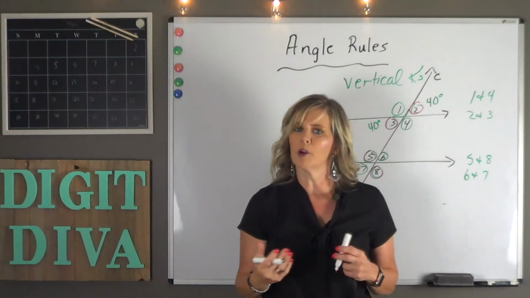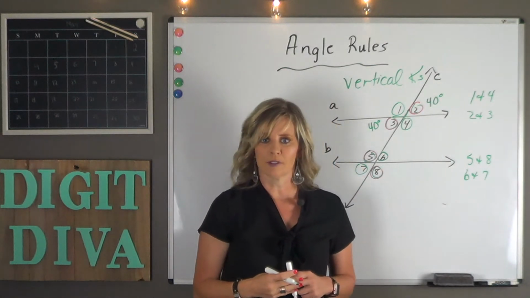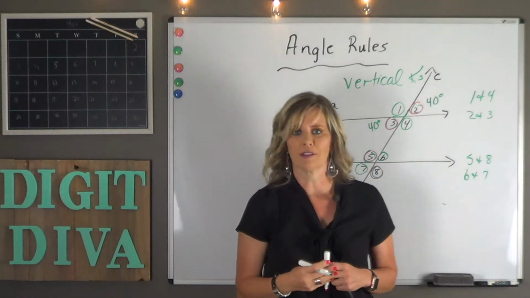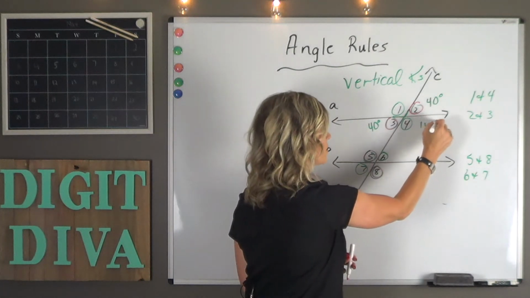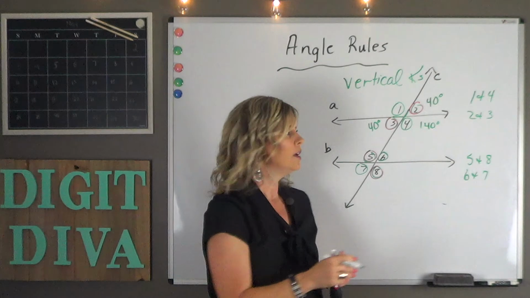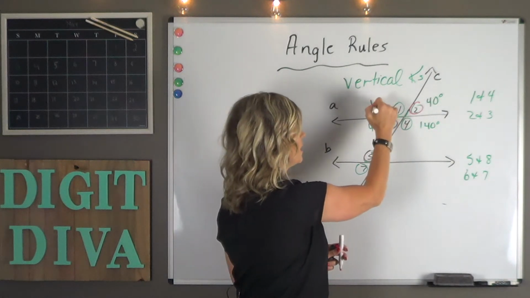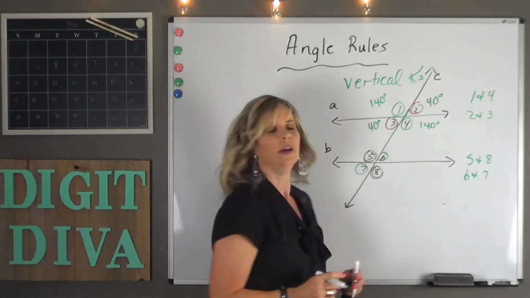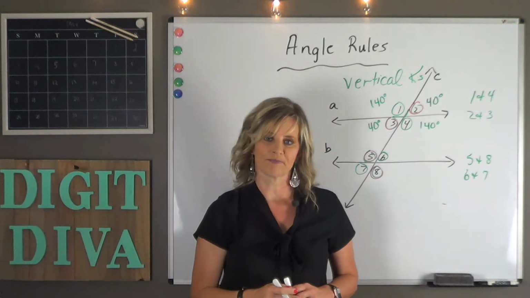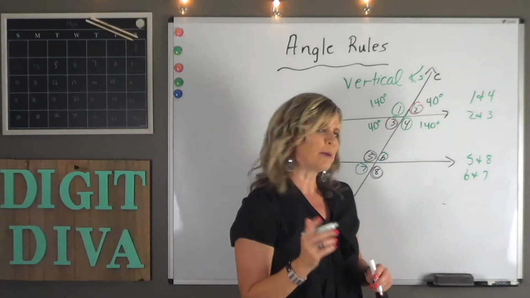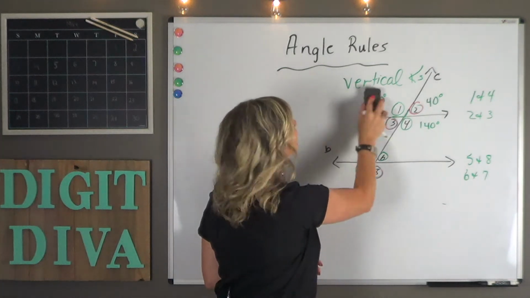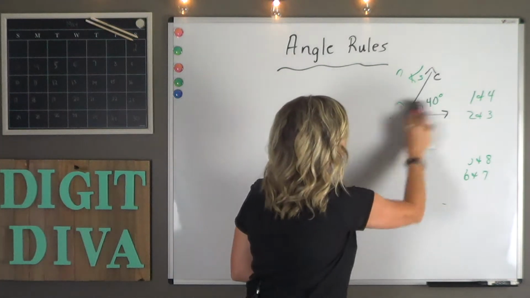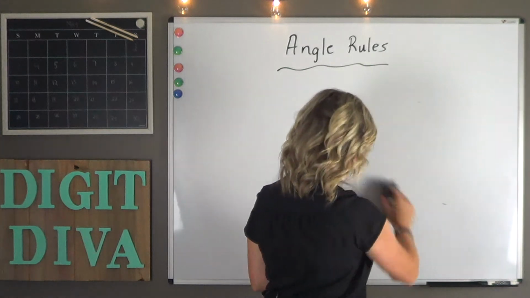Well, what do we know about side-by-side angles? They form a straight line. So if this is 40 degrees, then this must be 140 degrees. Then 4 is across from 1, so it must be 140 degrees. I'm going to stop there and go on to our next angle rule before I get too carried away. So let's look at another type of angle rule.